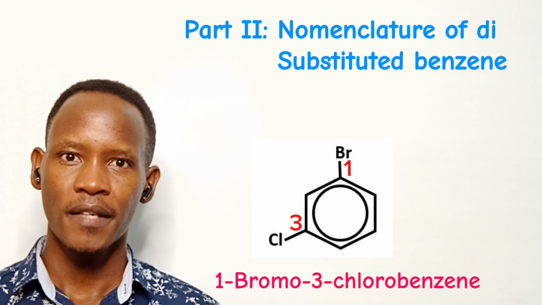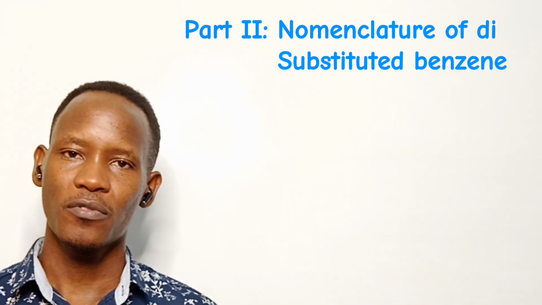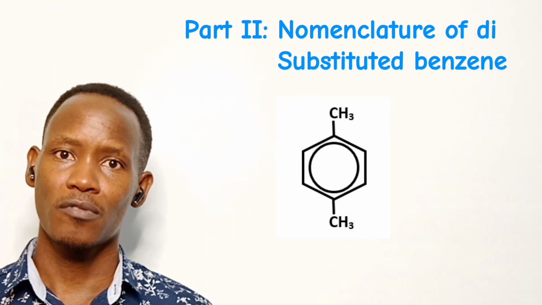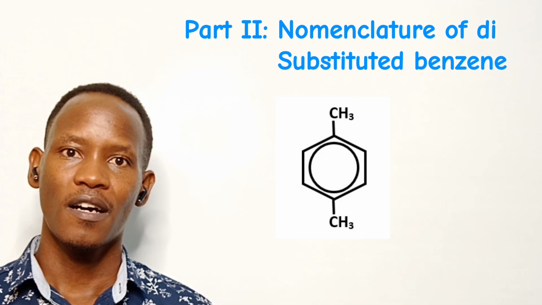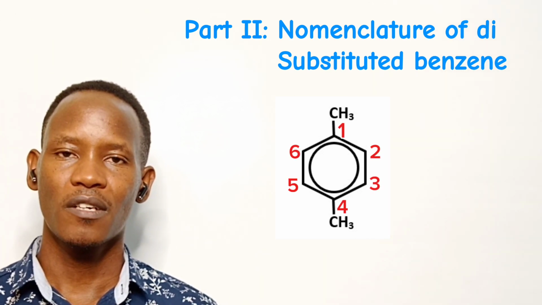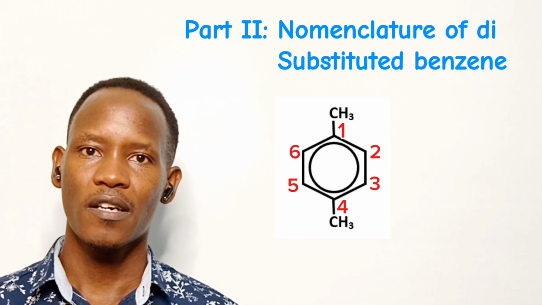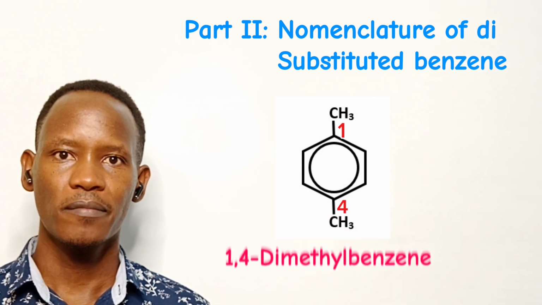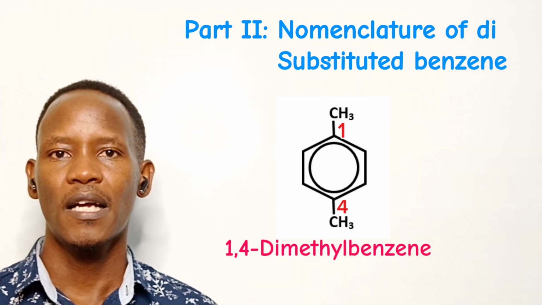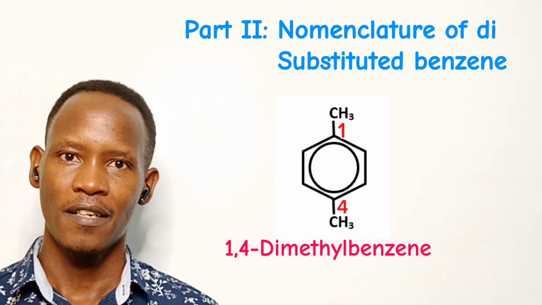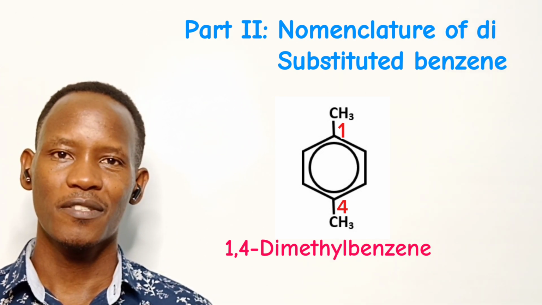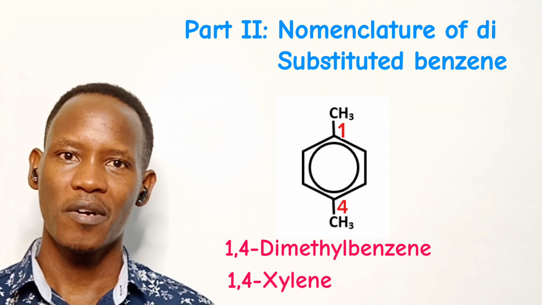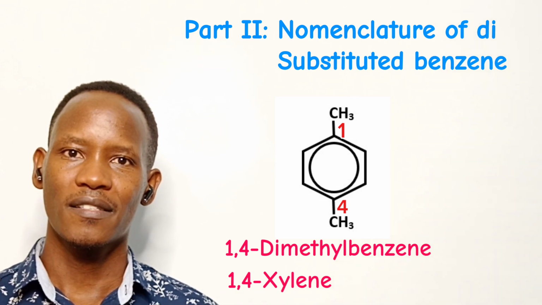1-bromo-3-chlorobenzene. Second example to illustrate this is that we have a benzene ring that has two methyl substituents. The methyl substituents are situated on the first carbon atom and on the fourth carbon atom. So how do we name that one? It becomes 1,4-dimethylbenzene. Notice that this specific compound in example 2 here can also be named as 1,4-xylene.